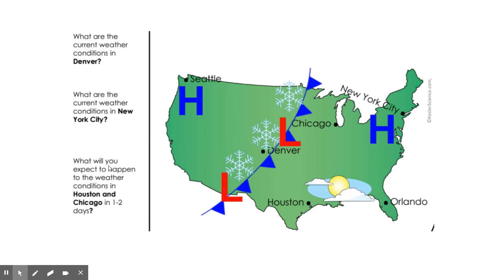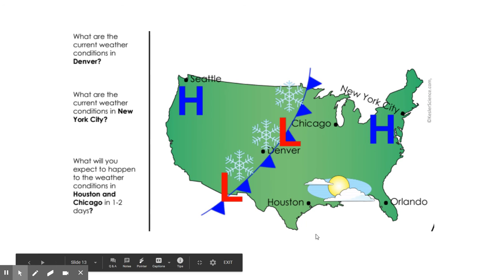And then it says here, what will you expect to happen to the weather conditions in Houston and Chicago in the next 1 to 2 days? So again, this is a cold front. It's moving in this direction. So you would expect the temperature in Chicago and Houston in the next 1 to 2 days would get colder because of that cold front.